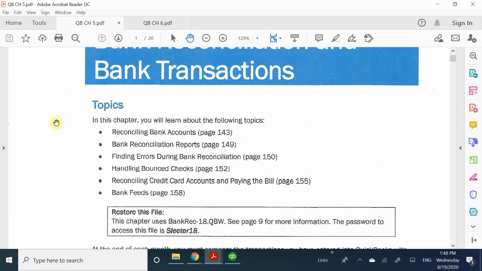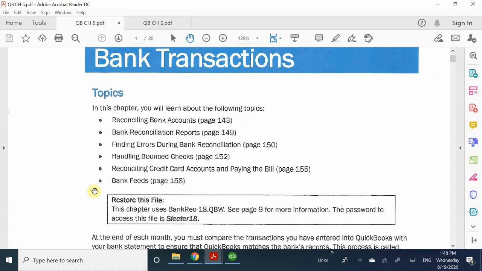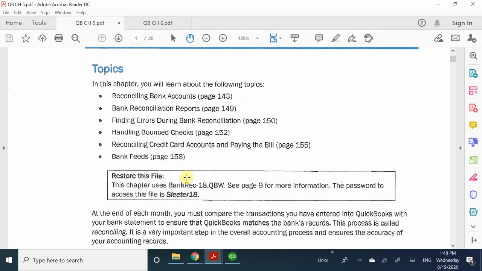In this chapter, we're going to go over an example of how to do a bank reconciliation. We're going to be looking at what happens when we receive bounced checks, or if we write a bounced check. We're also going to be looking at finding errors in our reconciliation. And then we're also going to look at a credit card reconciliation. So this is pretty straightforward.